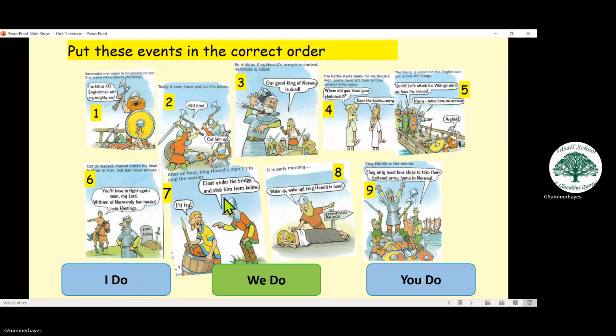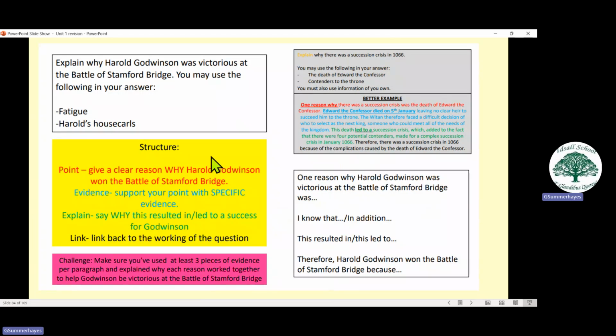So if you want to pause this and put them in the right order, that'll give you an idea of the Battle of Stamford Bridge. And here are some questions that you might get. Why was Harold Godwinson victorious at the Battle of Stamford Bridge? And you can use this to plan your answer. Again, it's a 12-mark question. There's 3 reasons, and each reason should have a point, evidence, explain, link.